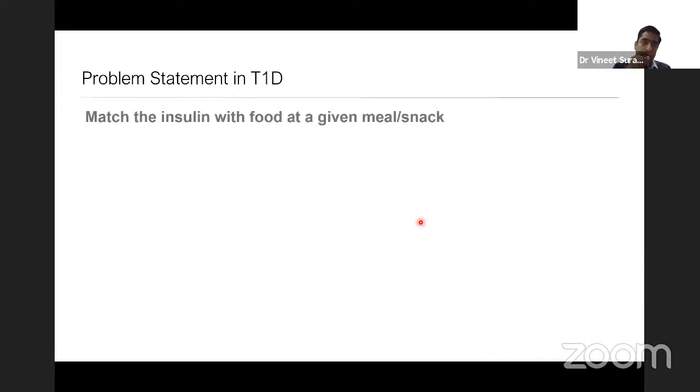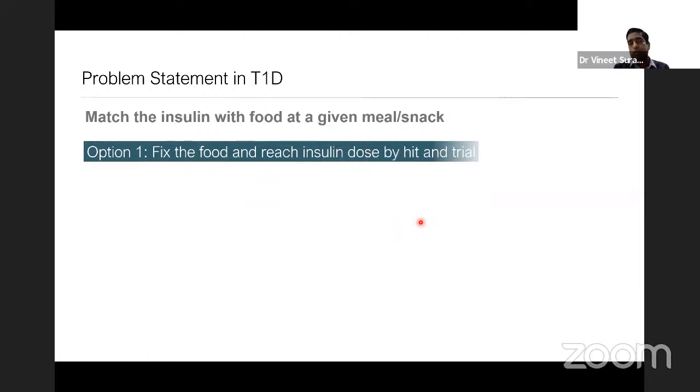So now the problem in front of us is that we need to match the insulin with food at a given meal or snack. What are the options? Either we fix the food and reach the insulin dose by hit and trial. So, okay, we'll give you only 2 chapati or one small bowl of rice in your meal, and with that some dal and vegetable. And then we'll keep changing the insulin doses and see where it fits perfectly. So this is one option.